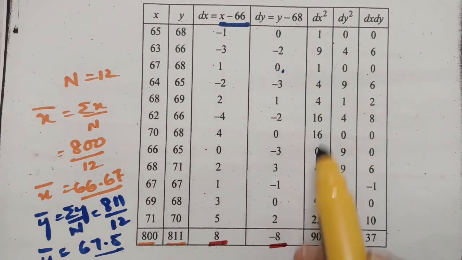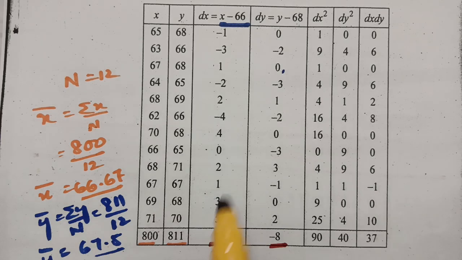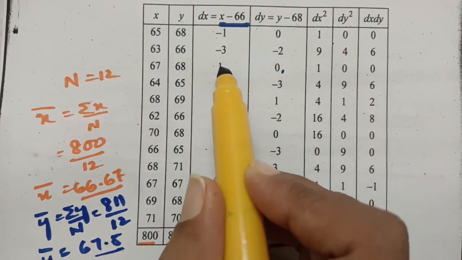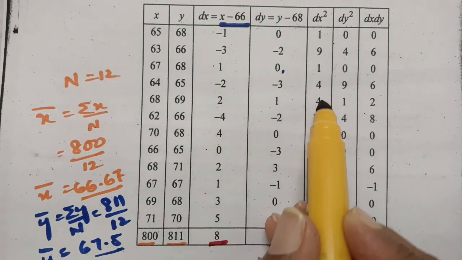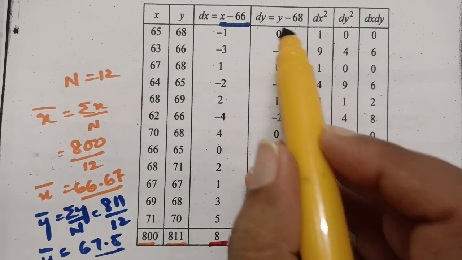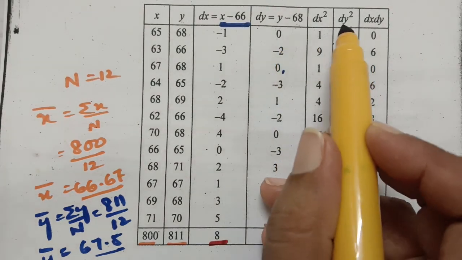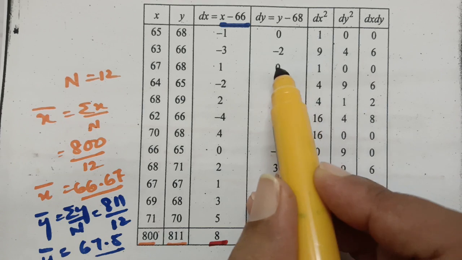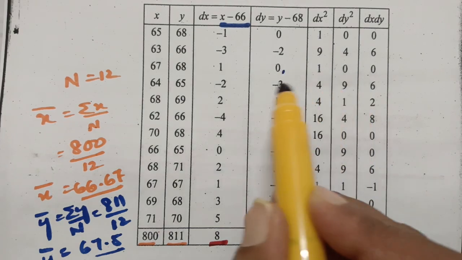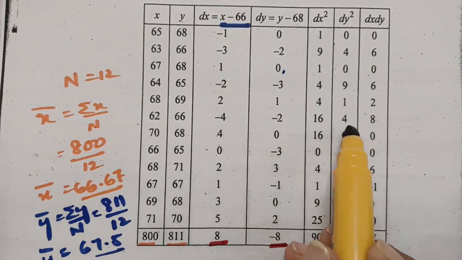Now we have to make the squares out of this. So dx square: minus 1 squared, minus 3 squared, 1 squared, minus 2 squared, 2 squared. I fill this column, and sigma dx square here. Then dy square: 0 squared, minus 2 squared, 0 squared, and next minus 3 squared, 1 squared, minus 2 squared.